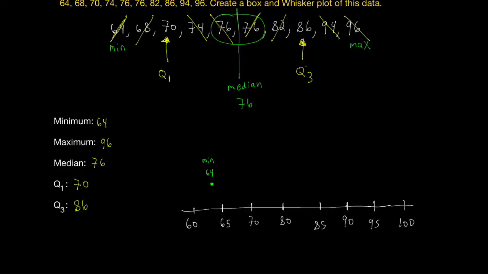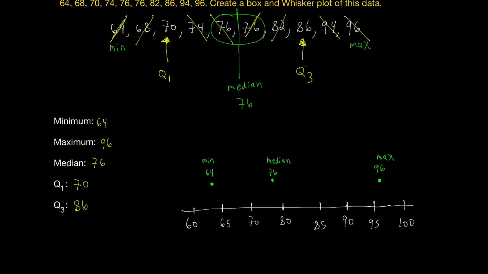Then I have my maximum at 96, which is somewhere around here. I'm going to go ahead and label that. Right there, I have 96, that's my max. Let's get the median of 76, which is more or less somewhere around here. So just draw it right there. And that's going to be my 76. I'm going to put a median.